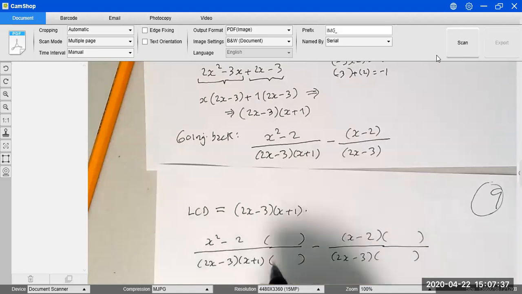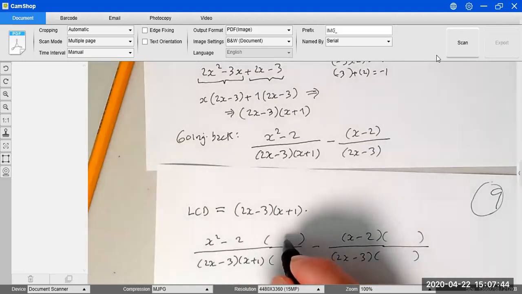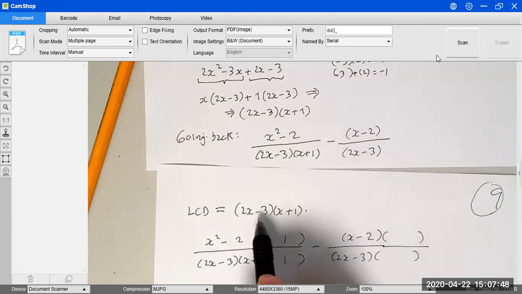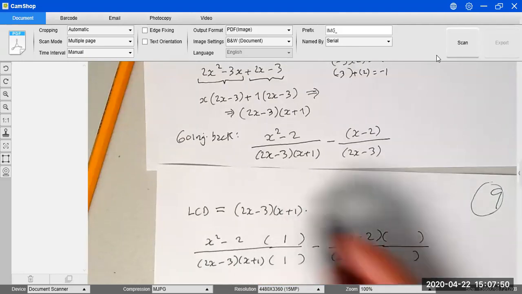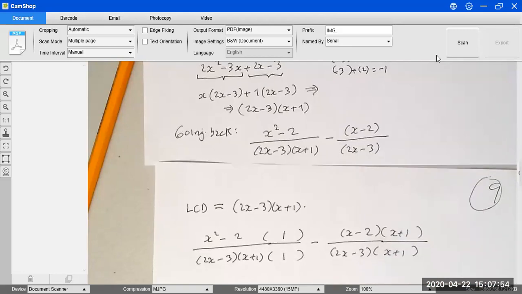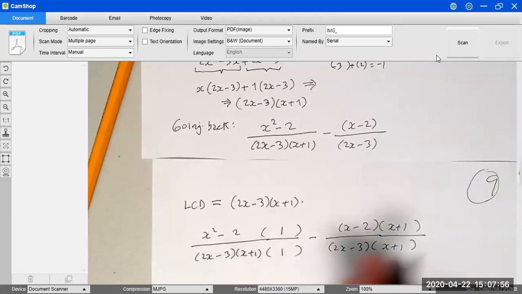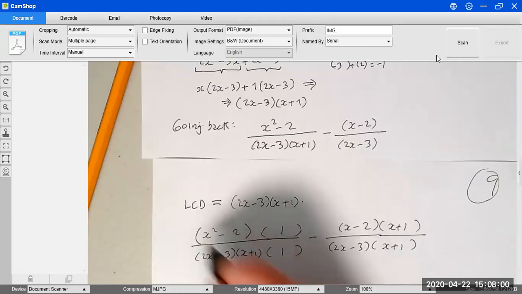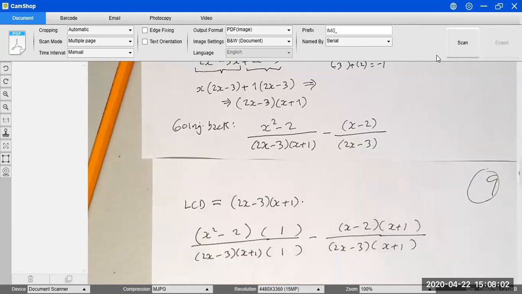In the first case, you compare your least common denominator with your denominator, and you see that you don't need anything else, so it's just 1. In the second case, you have 2x minus 3 here. The only thing that you are missing is x plus 1, so you write here x plus 1. Now we have the same common denominator. Don't forget parentheses, otherwise we can make mistakes.